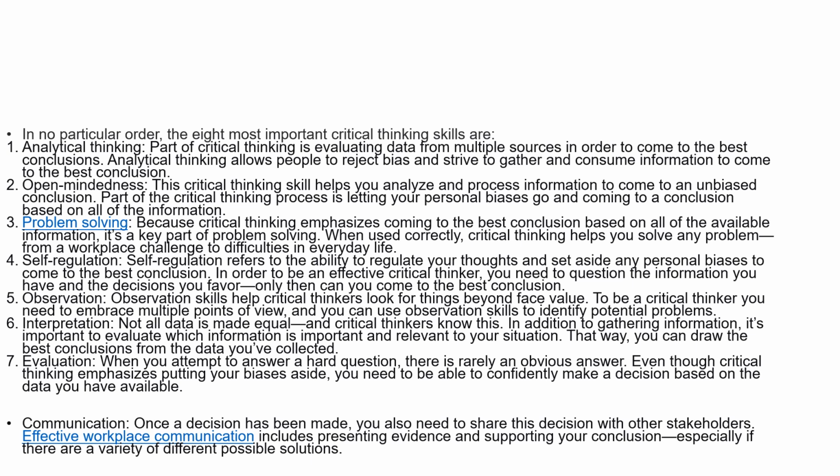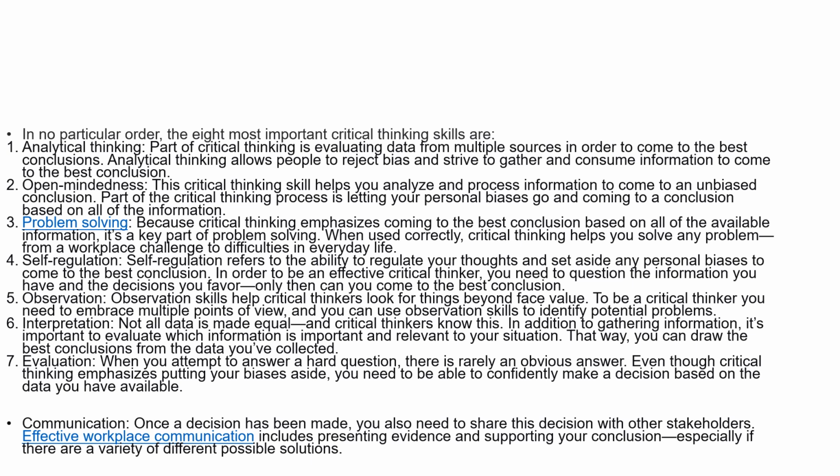So the 8 most important critical thinking skills are analytical thinking. Part of critical thinking is evaluating data from multiple sources in order to come to the best conclusions. Analytical thinking allows people to reject bias and strive to gather and consume information to come to the best conclusion.